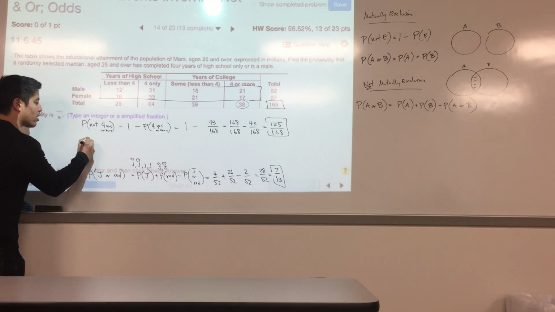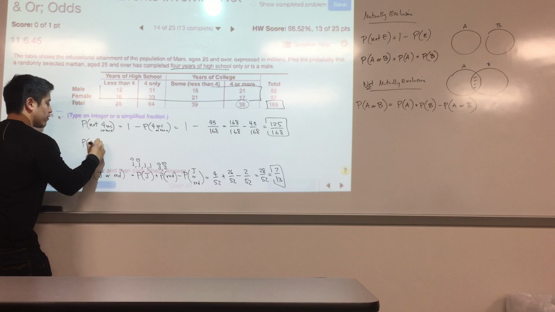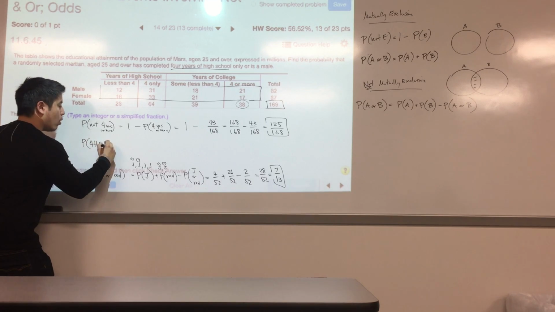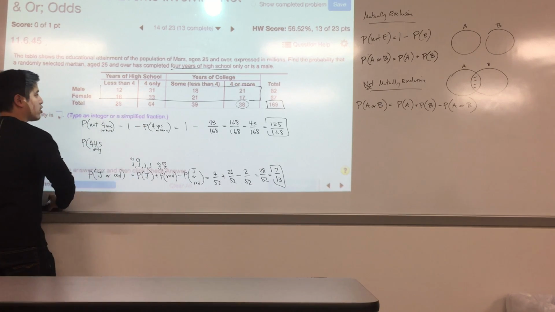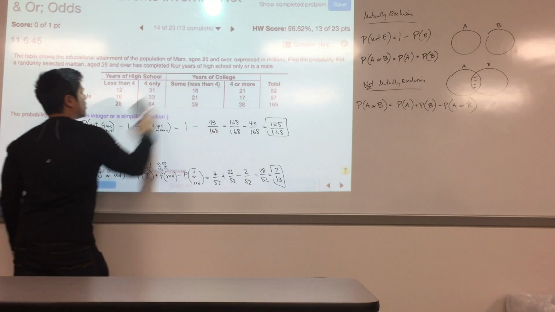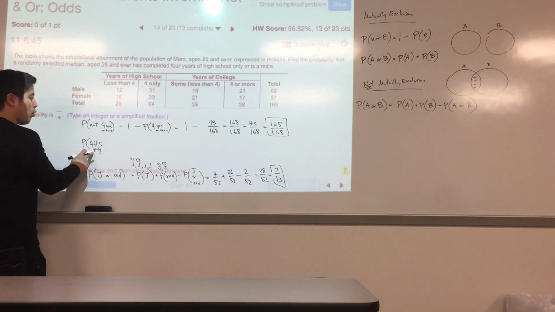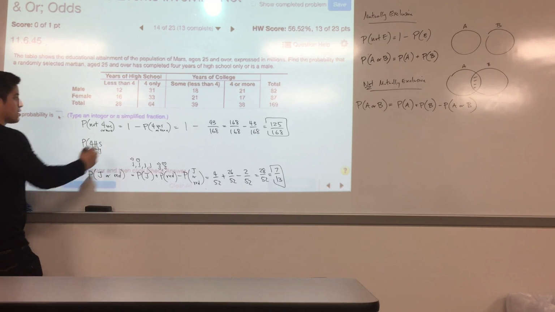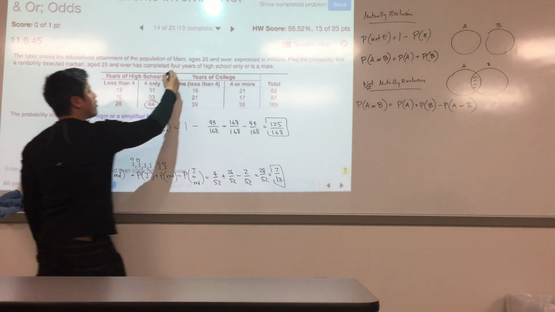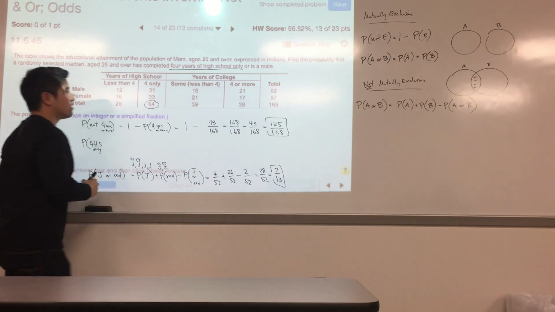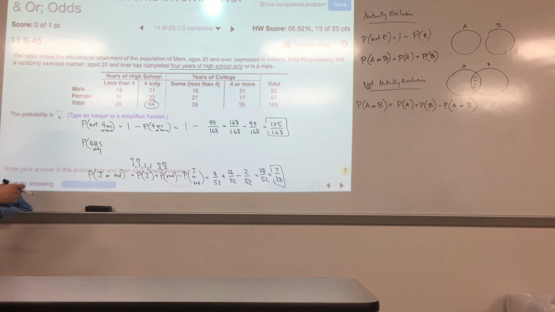So what's the probability that our Martian has 4 years of high school only? Only is key, right? Which tells you what piece we are looking at here. Just that alone, 4 years of high school only is the 64, because they don't specify male or female for that. Does that make sense, guys? We'll deal with that in a moment.